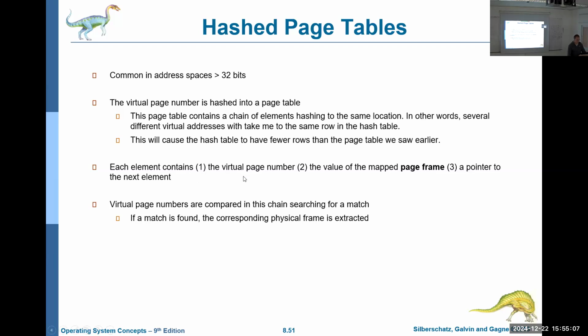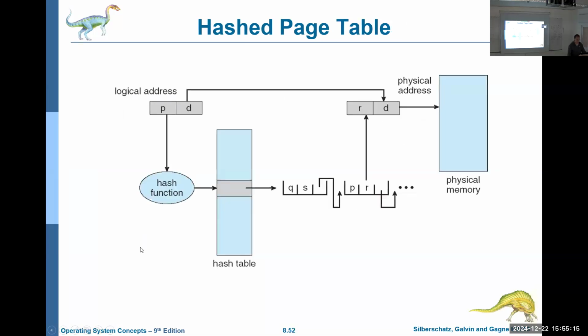Each element contains the virtual page number, the mapped page frame number, and a pointer to the next element. Let's see a picture. Basically, I take my P and put it into a hash function. It produces a number, and that number would normally have been my F directly. But since two different P's can produce the same number, this can't be my F. Instead, this will be a pointer to a list of Fs, a list of frames that are possibly the right one for you.